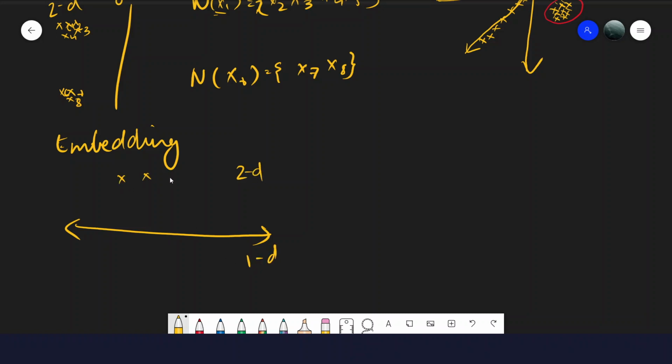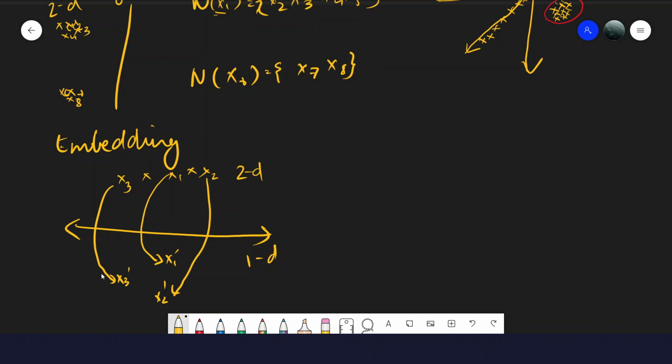And I have some points here, right? And when I embed these points from 2D to a lower dimensional space, which is 1D, I'll have an image of all of these points somewhere here. Let's call this point x1, and here I'll have x1 dash. Let's call this point x2, and I can have x2 dash over here. Let's call this point x3, and I can have x3 dash over here.